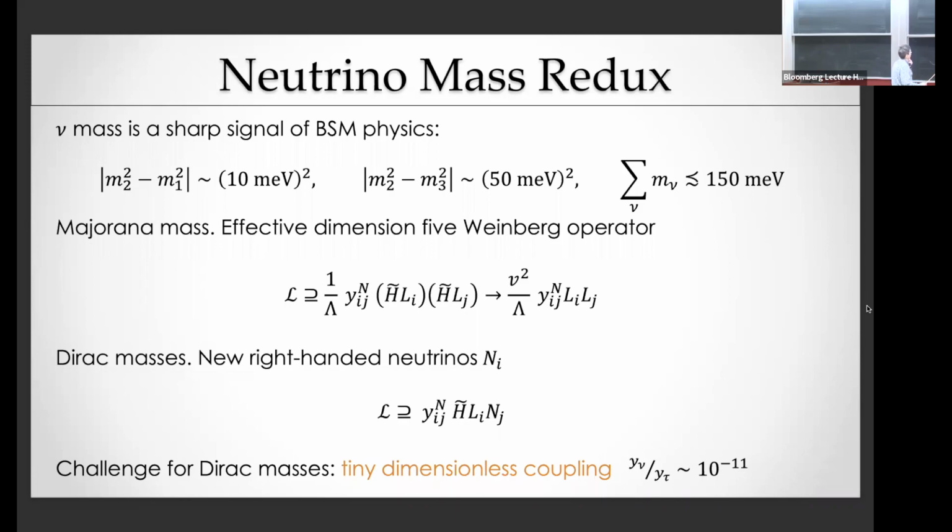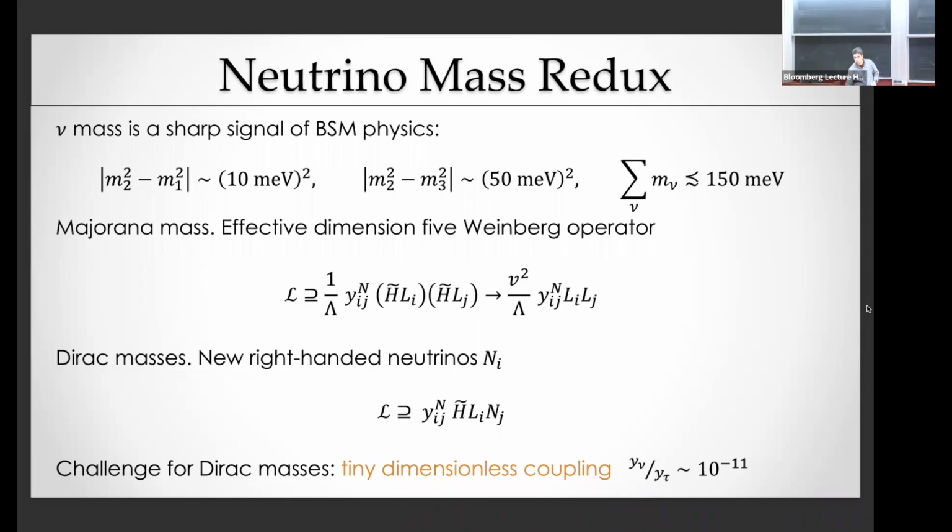We can generate a Majorana mass from this dimension 5 operator, sometimes called the Weinberg operator. Since it is dimension 5, it naturally comes with a scale. If this was the scenario, the smallness of the neutrino masses could be interpreted as a statement about that scale.